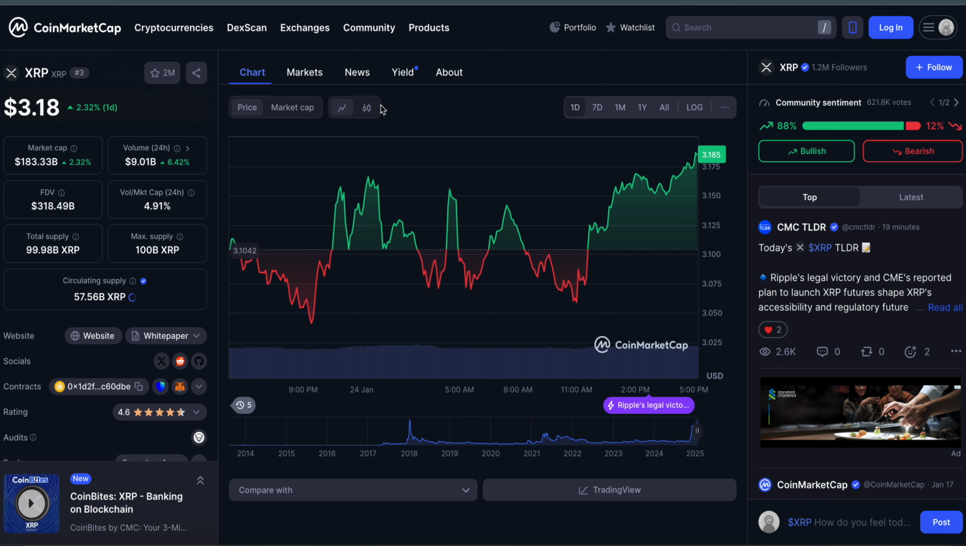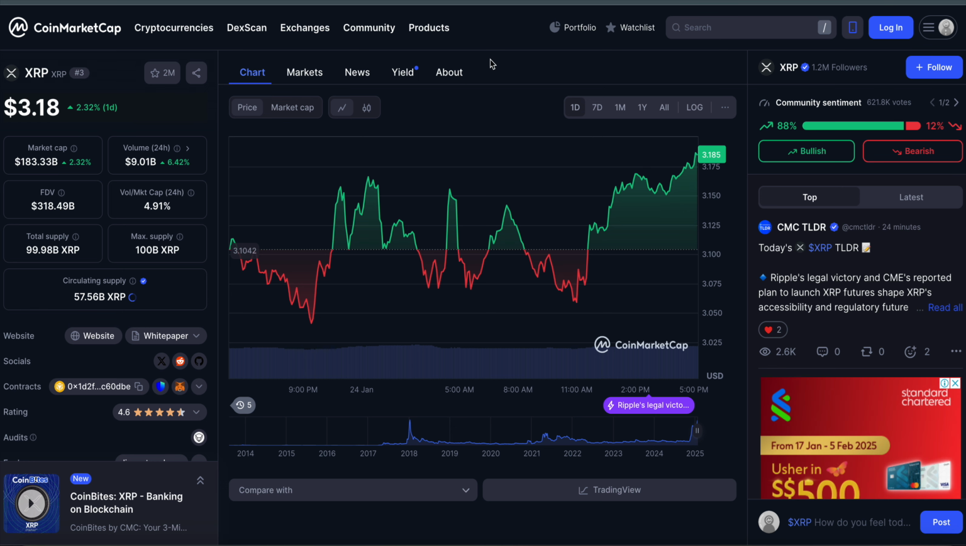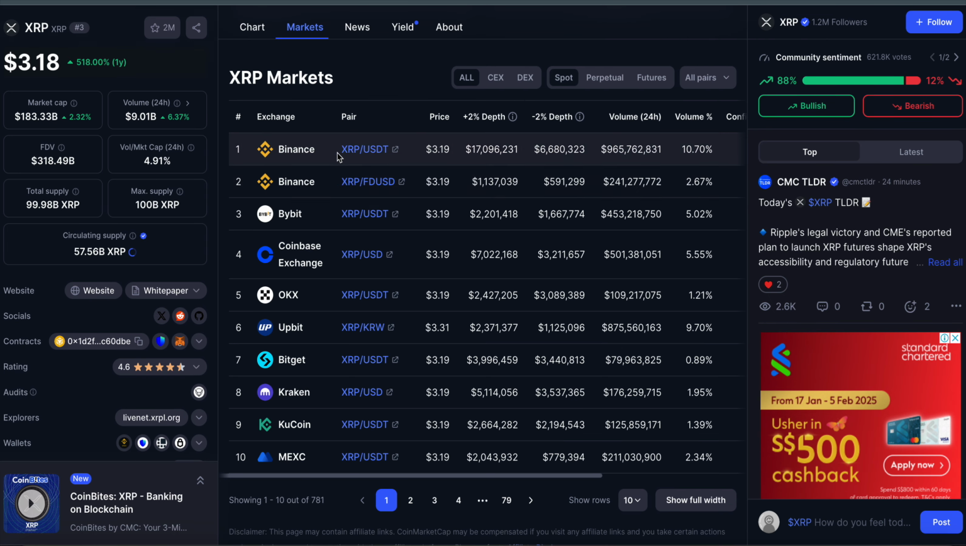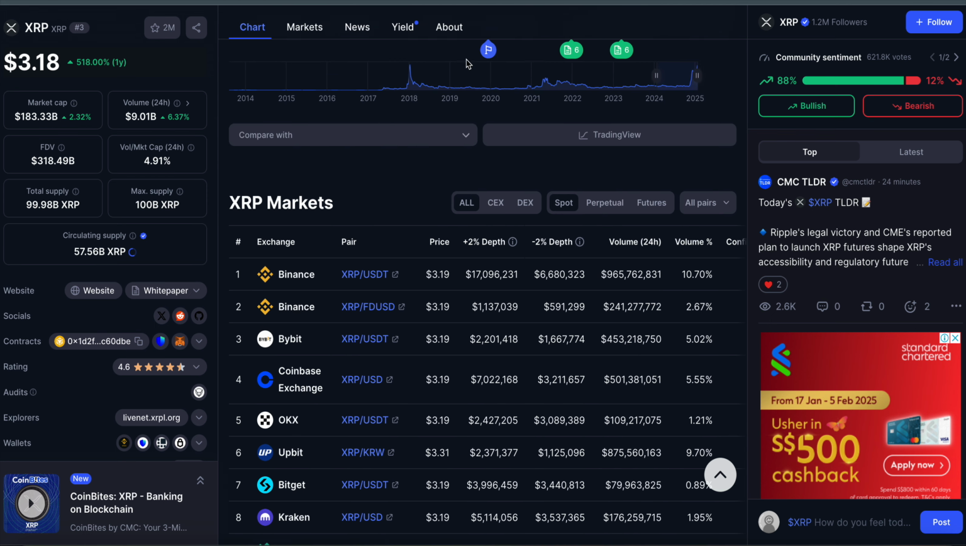Next up is XRP. What we're going to do is buy $100 worth of XRP. Right now, it's trading at 318. Previously, you can see it was about 329 recently. So it's still close to an all-time high, but not quite there. And you can buy XRP pretty much anywhere: Binance, Coinbase, Kraken, KuCoin. You can't really buy it.